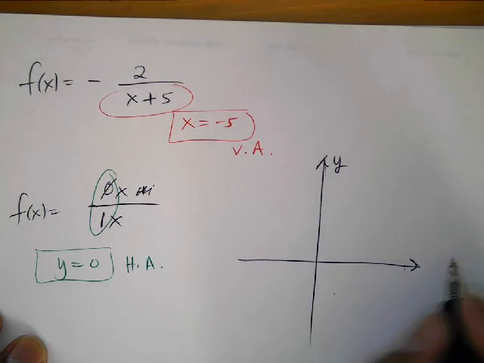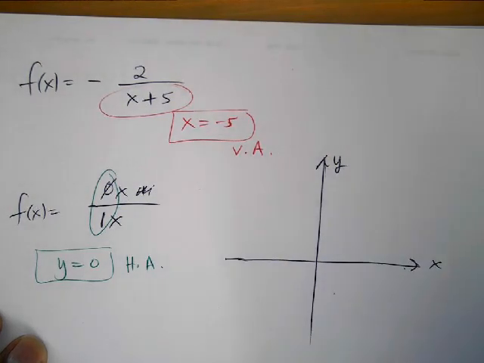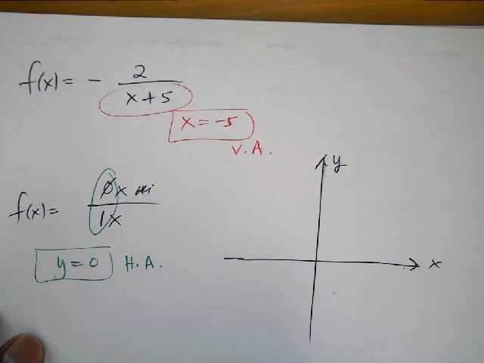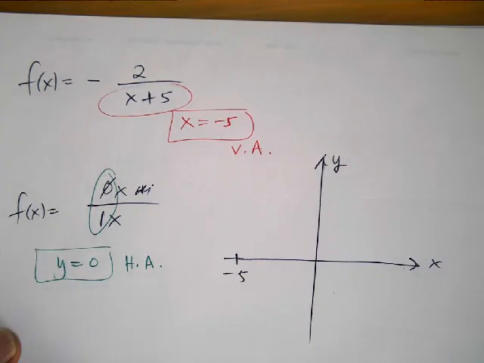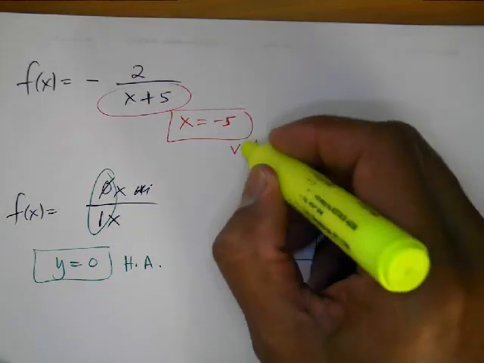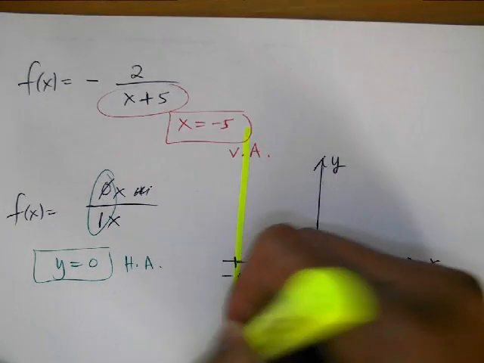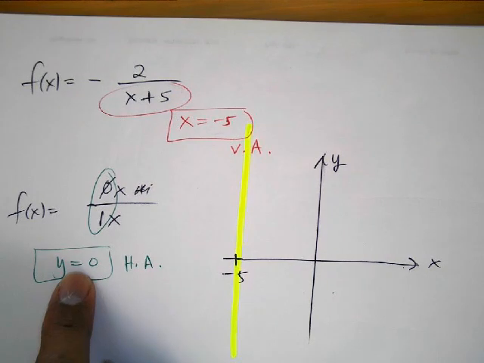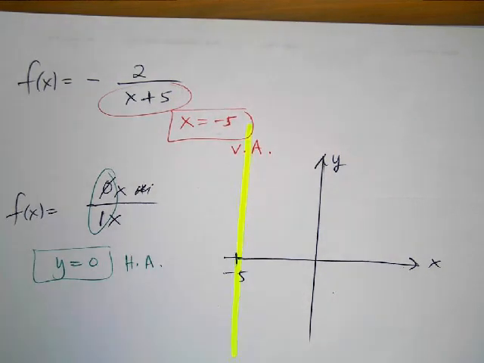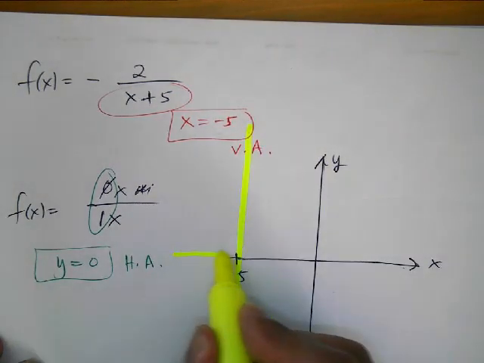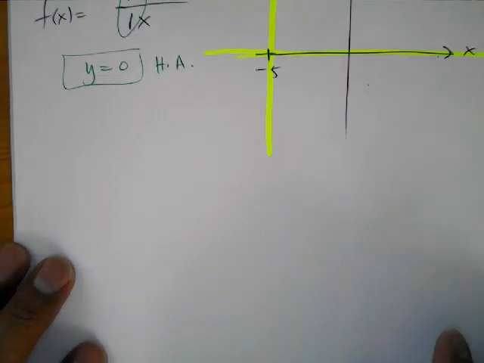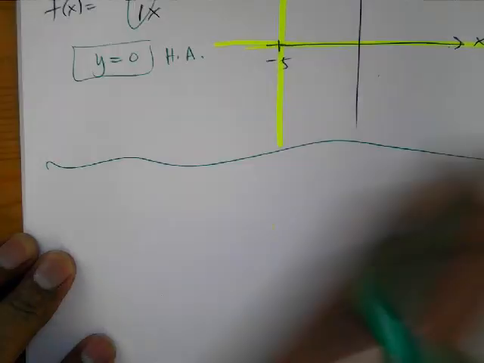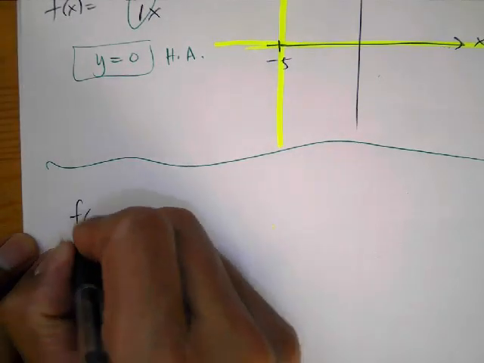So again, when you graph these, remember you have to know these asymptotes first. That's what you're finding first. So if you go to x equals negative 5, well, x is negative 5 is here. That would be this asymptote going this way. And again, y is equal to 0 is actually this one here, like your x-axis. Okay, last one.